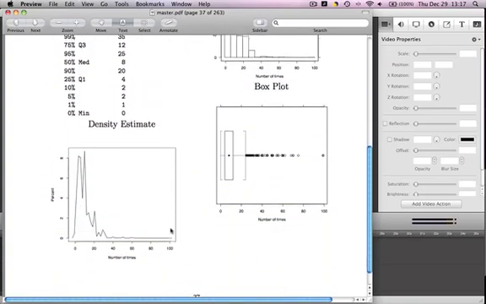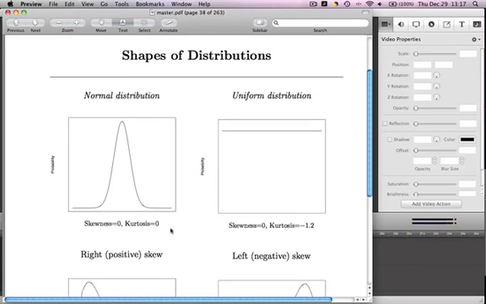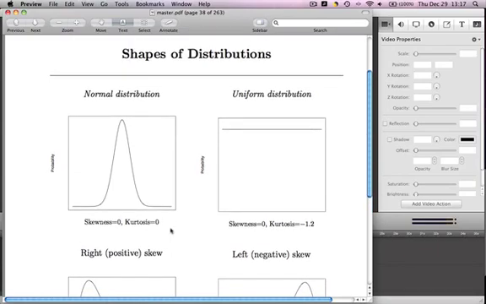There's some graphs on the next page. Let's skip those. And let's move ahead to the shapes of distributions. So we've already discussed bimodal distributions. Here are a few other shapes that commonly occur.